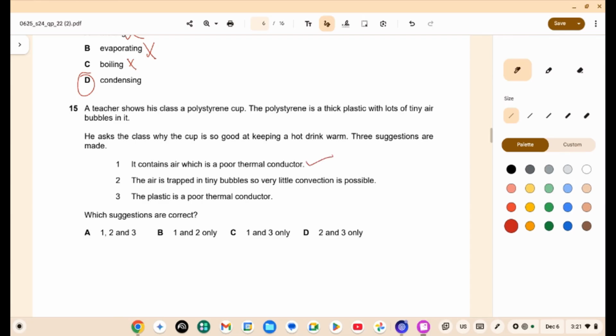Correct, because air is a poor thermal conductor. Number 2, the air is trapped in tiny bubbles, so very little convection is possible. Also, this is correct. Number 3, the plastic is a poor thermal conductor. Plastic is a poor thermal conductor. Also, this is correct. So, which suggestions are true? Number A, 1, 2, and 3, all of them. Yes, this is the correct answer.